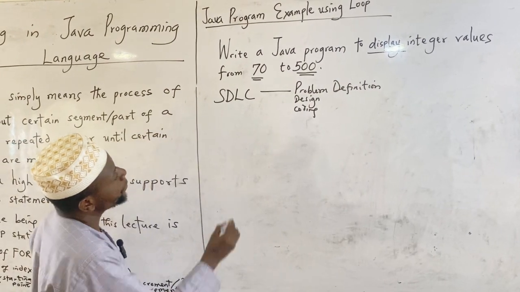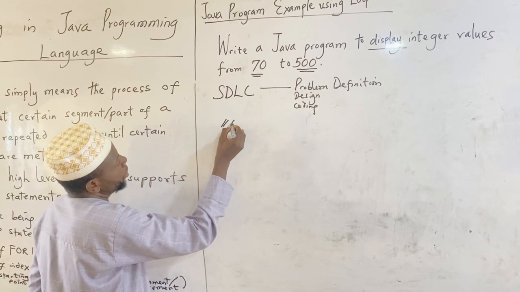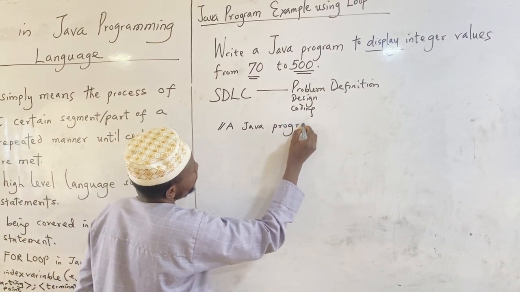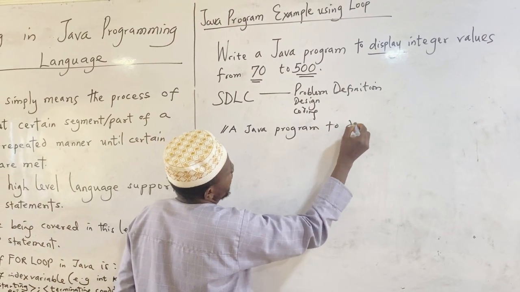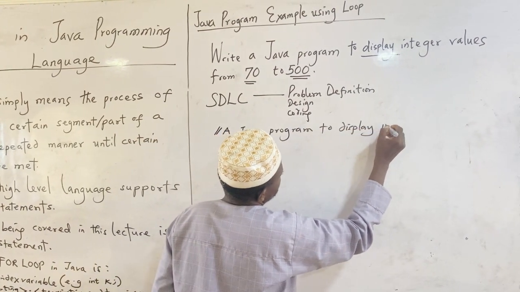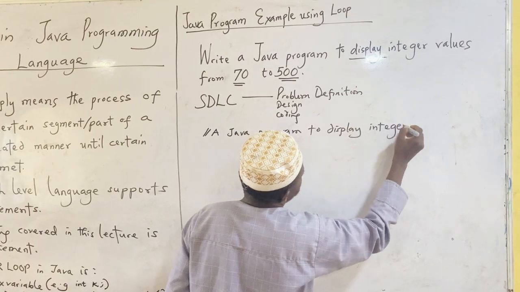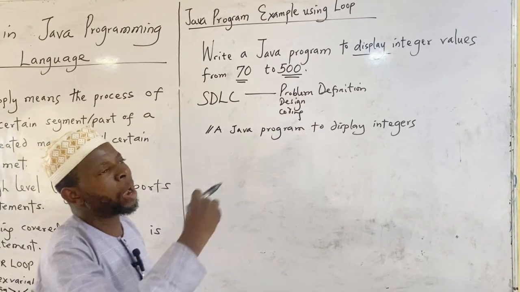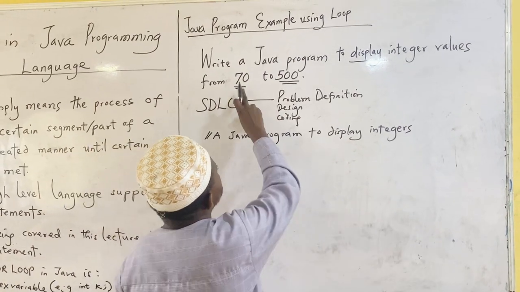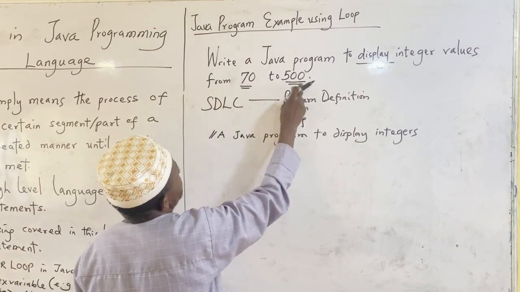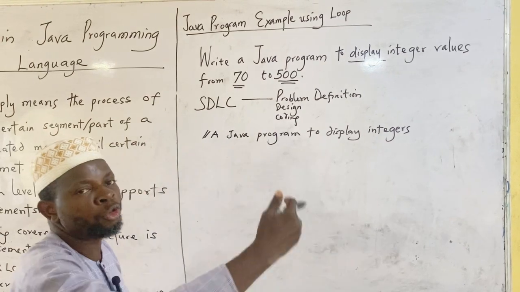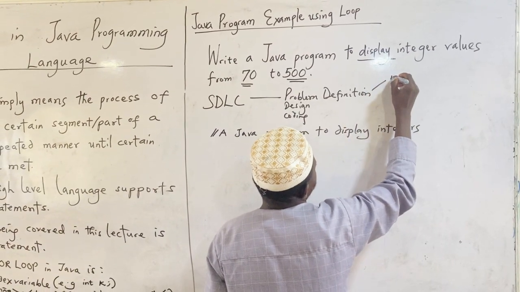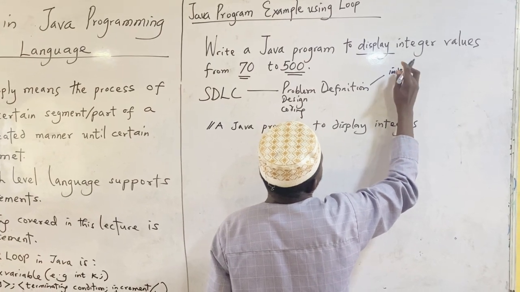In that case, if I want to write a Java program, I can write my comments: a Java program to display integers. As part of my problem definition, you need to identify what variables you need to use to handle your values. Because it involves a very large number of values, 70, 71, 72, up to 500, you can make use of an index variable under your definition. What is the index variable that you want to use?